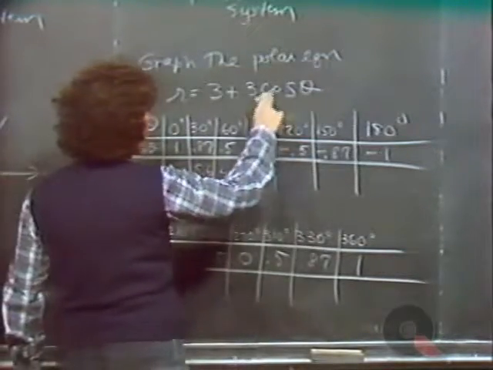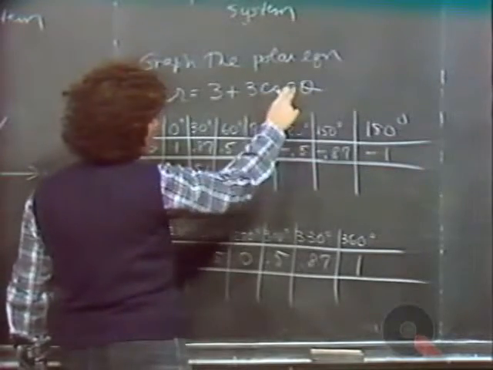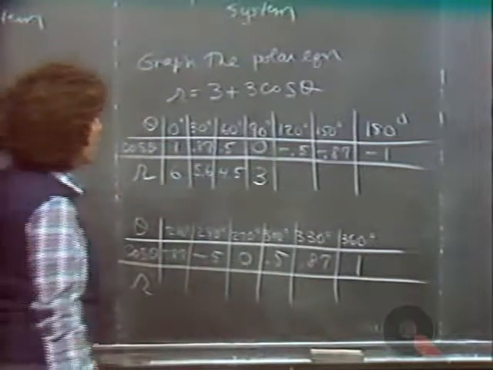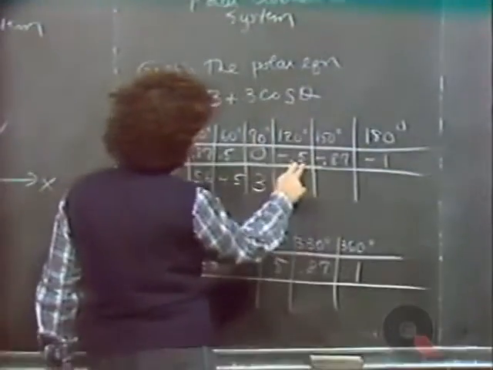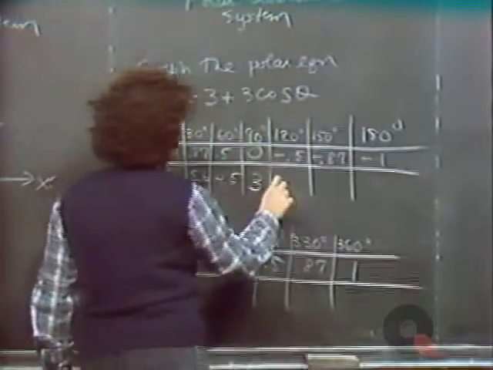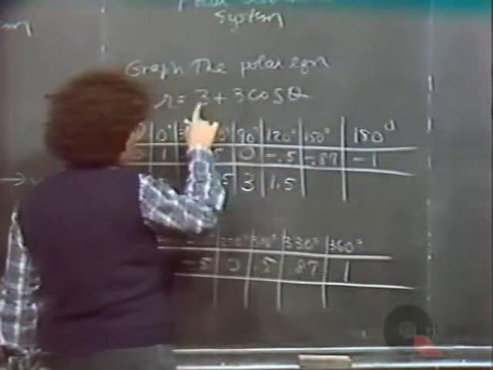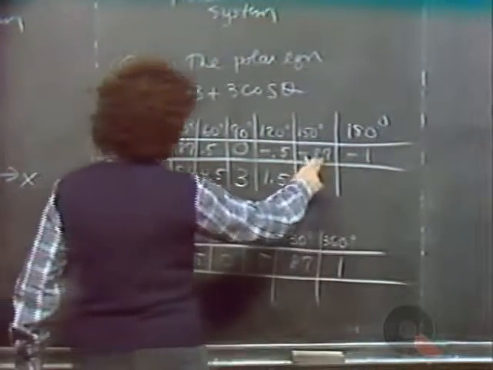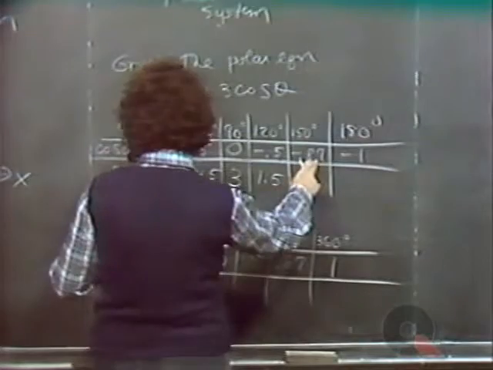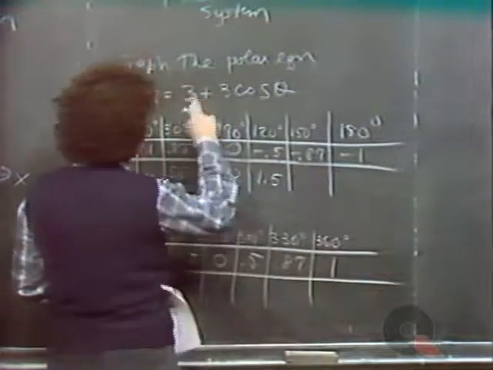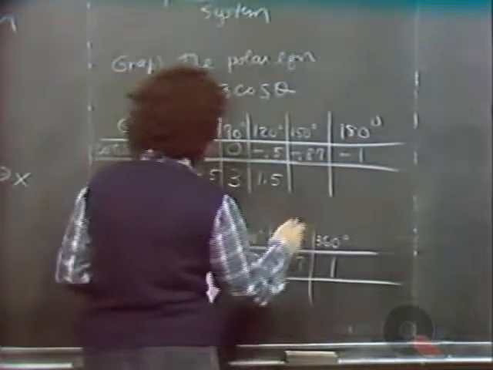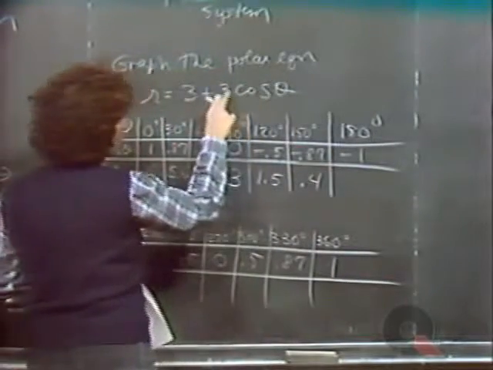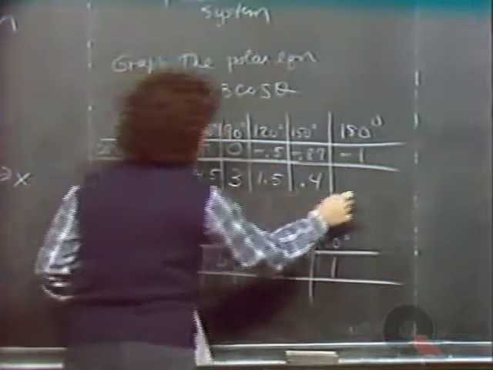At 90 degrees, the cosine of 90 degrees is 0, so 3 times 0 plus 3 is just 3. Now, 3 times the minus 0.5 is minus 1.5 plus 3 is 1.5. That was 3, take away 1.5. Tripling this, we get about minus 2.6. 3 take away 2.6 is 0.4. And here, minus 1, 3 times minus 1 plus 3 gives us 0.